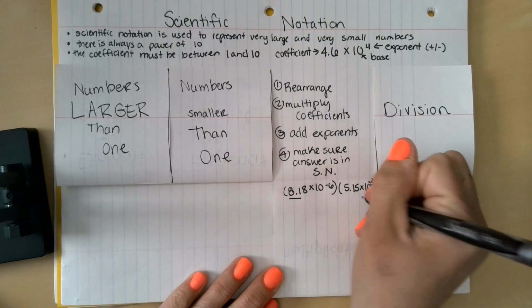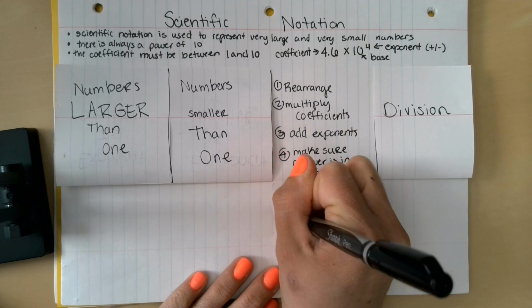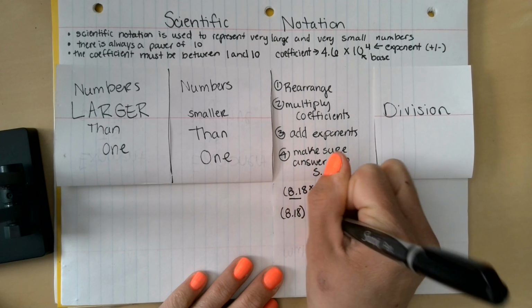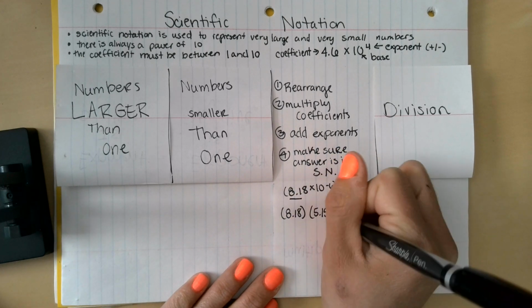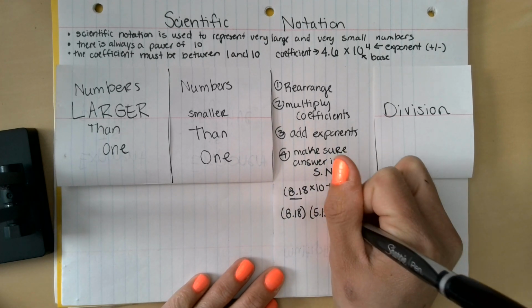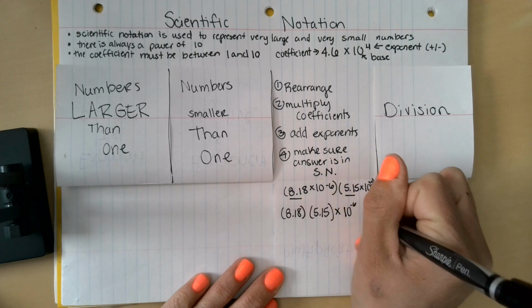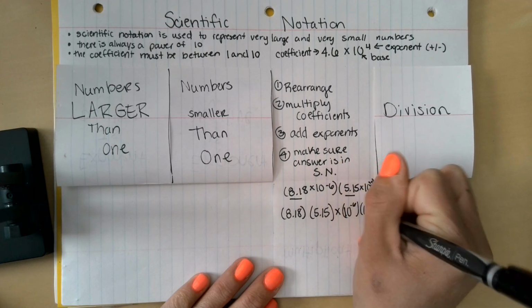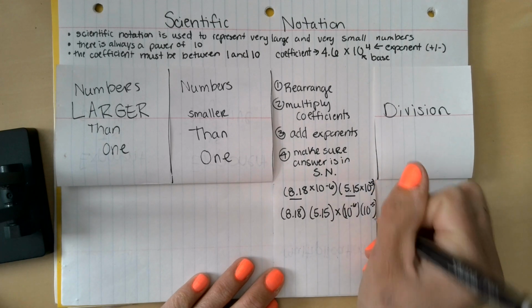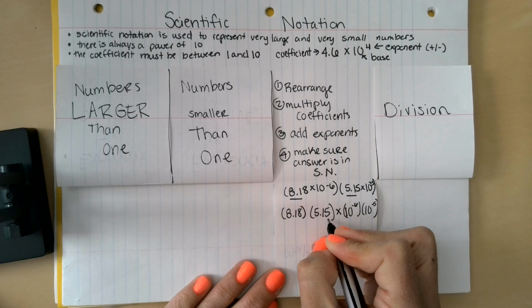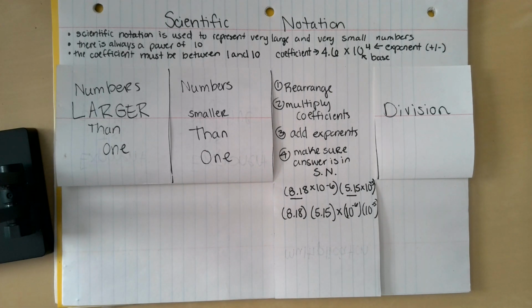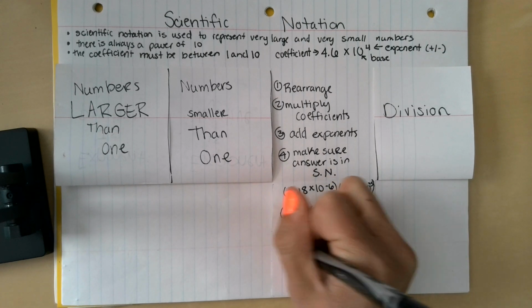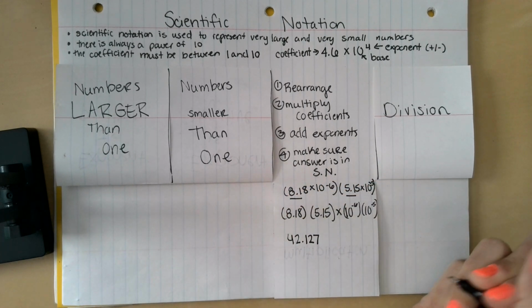When I say rearrange, we're going to take our coefficients. So we're going to write 8.18 times 5.15. And then we're going to do times 10 to the negative 6 times 10 to the negative 5th. Okay, so this I am totally fine. You can put it in your calculator. You can work it out by hand. It is totally up to you. For time, I'm going to put this in my calculator. 8.18 times 5.15 is going to give me 42.127.